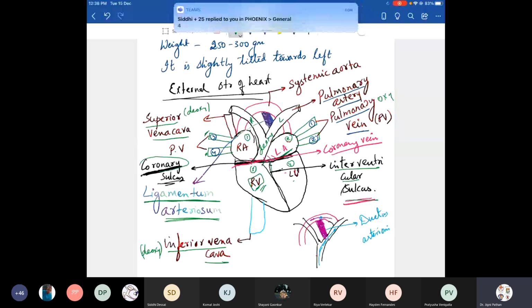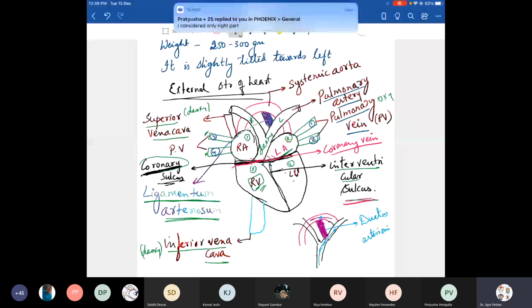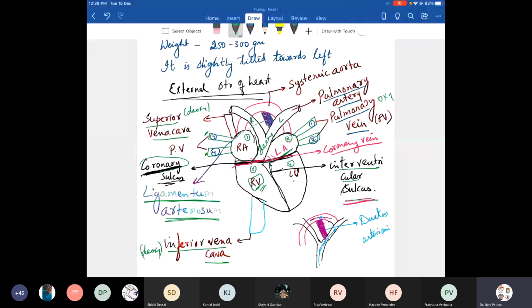They open where? Pulmonary vein opens where? Into which chamber? 2 is coming from the right lung and 2 is coming from the left lung. So altogether 4. 1, 2, 3, 4. You can see I have drawn there. 1, 2, 3, 4 pulmonary vein. PV is pulmonary vein. But 1, 2 and 3, 4 both are opening into left auricle. You cannot consider only right part. The question is, how many pulmonary vein opens into left auricle? So what should be your answer, Pratisha?